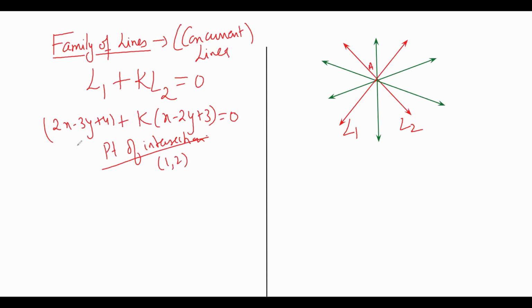Okay, so this is called a family of lines, and we represent it in this form, L1 + kL2. Further, we just take the coefficients of x. The coefficient of x is here 2 + k. For the coefficient of y, take y common, and you get -3 - 2k. And the constant term is here 4 + 3k.